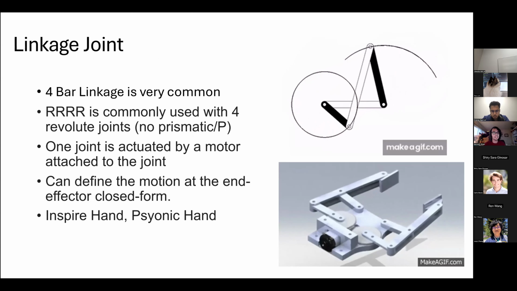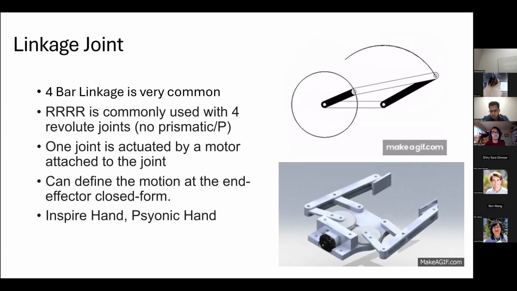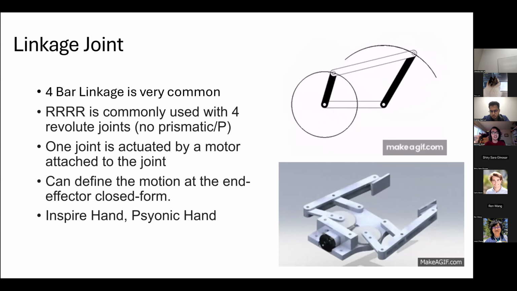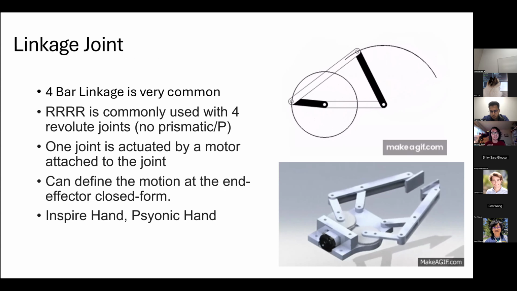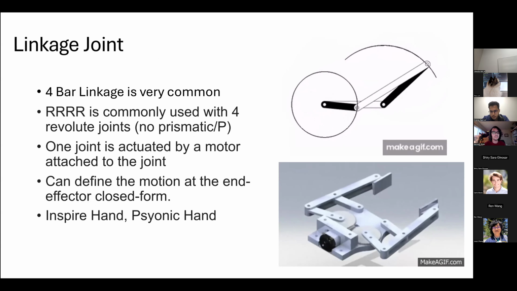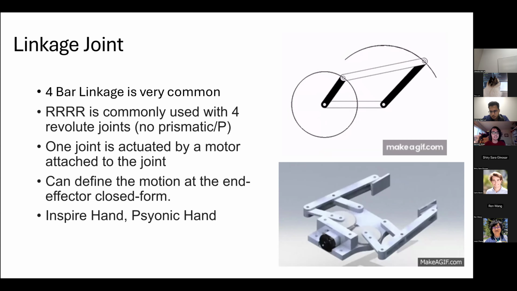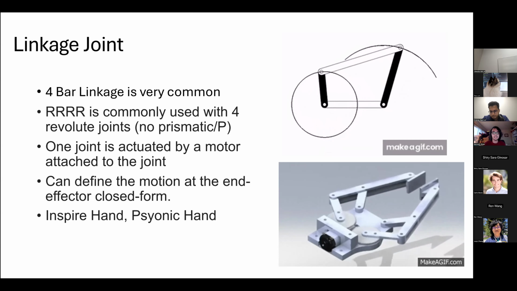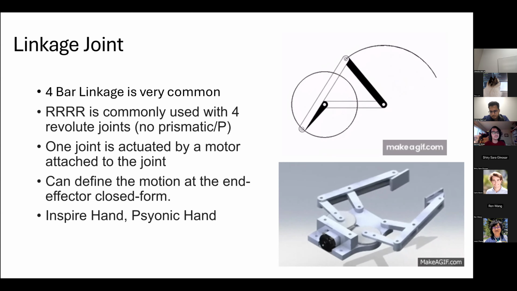So there's been a lot of work in the mechanical space of trying to figure out how to transfer the power. One of the most common ideas is a 4-bar linkage. The idea is you have 4 revolute joints, and one of them is actuated by a motor and another one is fixed in place. You can see, in the gripper in the bottom right, if you do something like that, when you actuate it, the fingers will open and close. And you can define the motion at the end effector in a closed form way using forward kinematics. You'll see Inspire hand or Psionic hand commonly use this design. And you see this in research a lot as well.